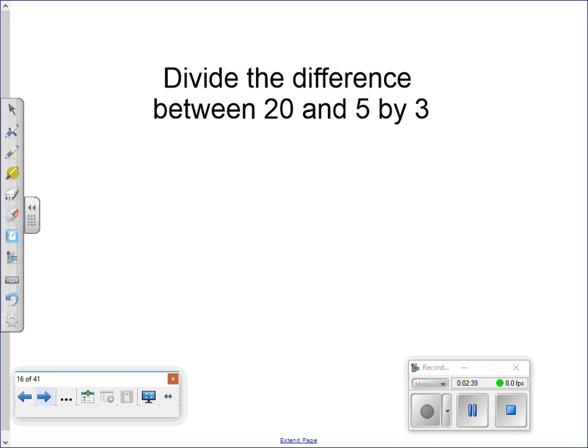All right, divide the difference between 20 and 5 by 3. This gets a little more complicated because we have two operation words right away. Divide the difference between 20 and 5 by 3. So first we need to do the difference of 20 and 5 divided by 3. And remember, all of our answers are going to be whole numbers. So you could check, and if you divided by something that did not give you a whole number, you could try again.